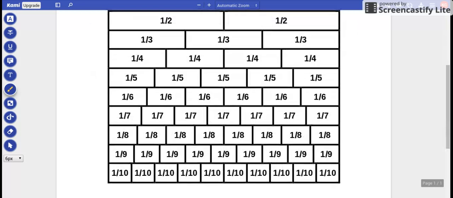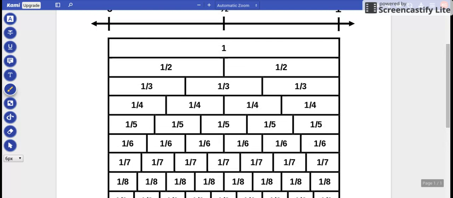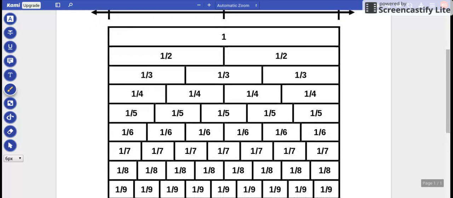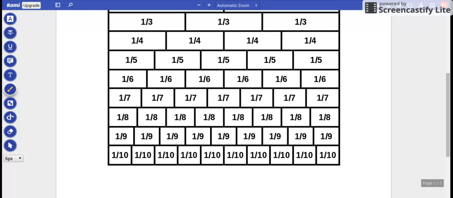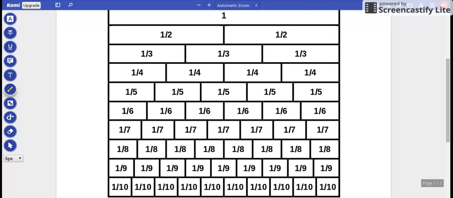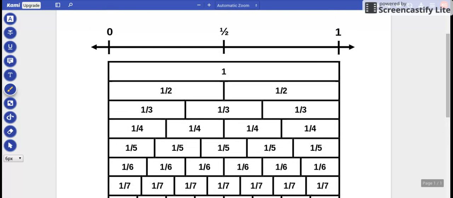So you can see the largest is 1/2 because that's obviously half of one whole number. The smallest on this display is 1/10. What we're going to be doing is using this to help us put different fractions in order. I'm going to give you an example.